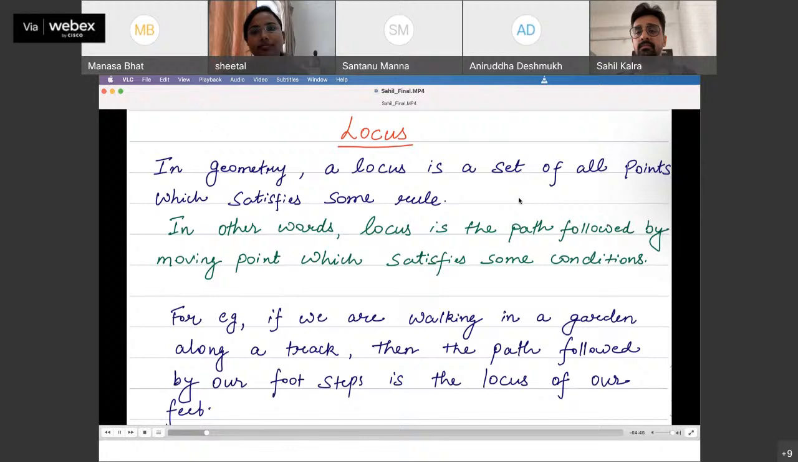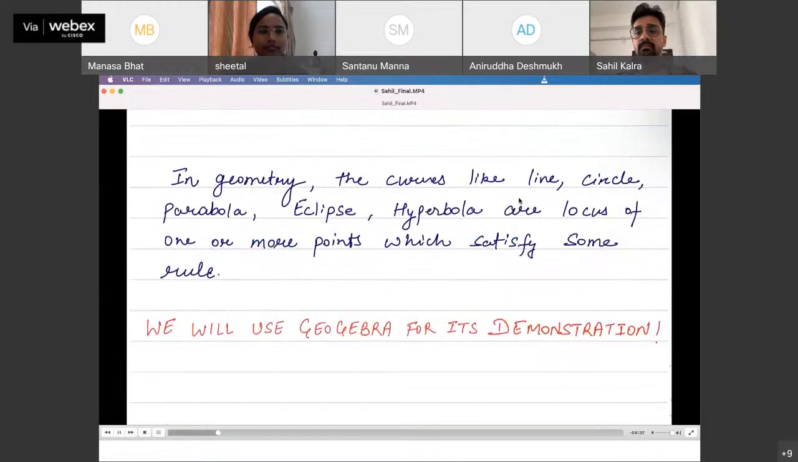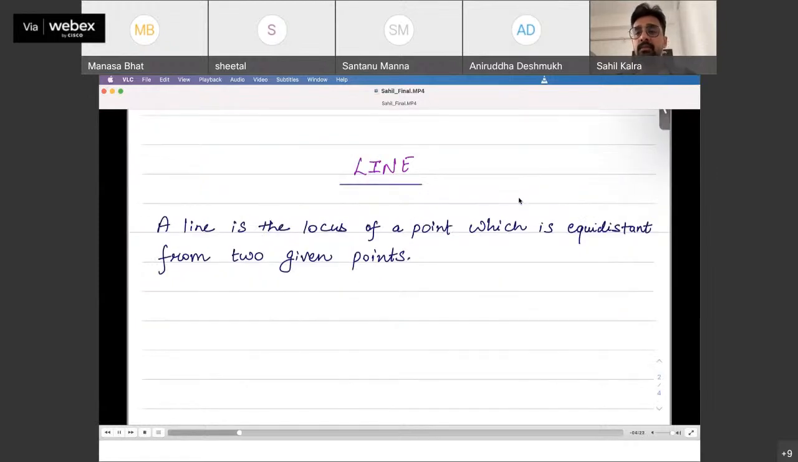For example, if we are walking in a garden or we are following a track, then the path which will be followed by our footsteps is the locus of our feet. In geometry, curves like lines, circles, parabola, ellipse, etc. are nothing but a locus of one or more points which satisfy some criteria. Okay, so we will use GeoGebra for its demonstration. So what is a line? A line is nothing but a locus of a point which is equidistant from two given points. Let us look at it using GeoGebra.